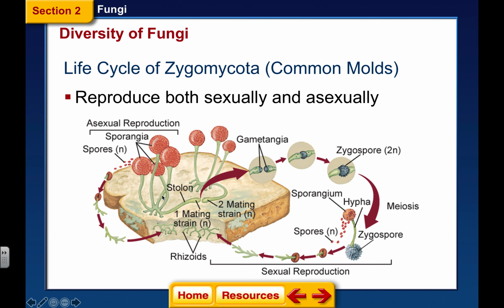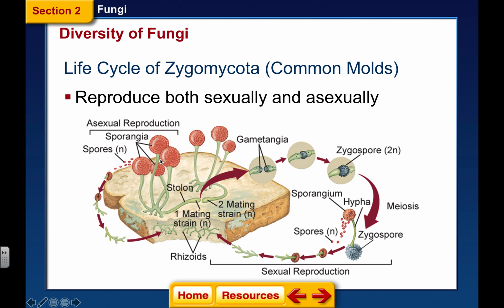Then, if you can see these long stalks, they are called the sporangiophores. At the top of the sporangiophore, they form a sac called the sporangia. Inside of each sporangia, you can see they're releasing spores. Now, the spores are reproduced in the sporangia, and they are haploid, and that's why you see that N in the parentheses, because that means they're haploid.